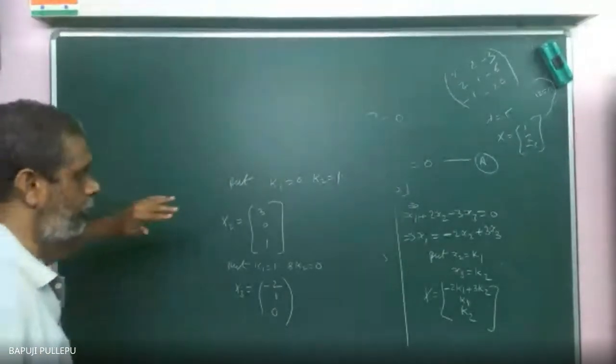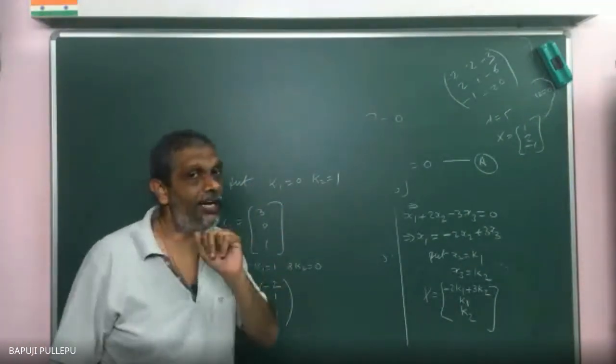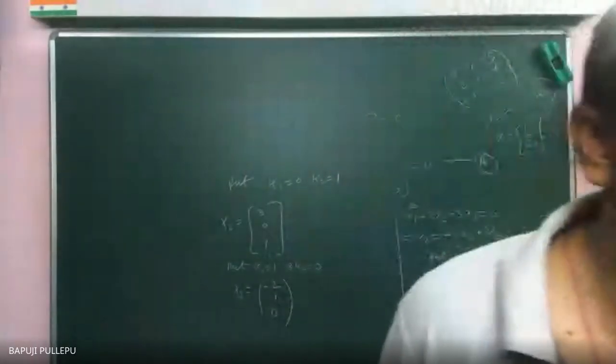Yes, sir. That time what will you do? I will play the same story. K1 is equal to 0, K2 is 1; K1 is 1, K2 is 0. Two eigenvectors I will get. The third eigenvector, how will you get it? Tell me. Third eigenvector, how will you get it?